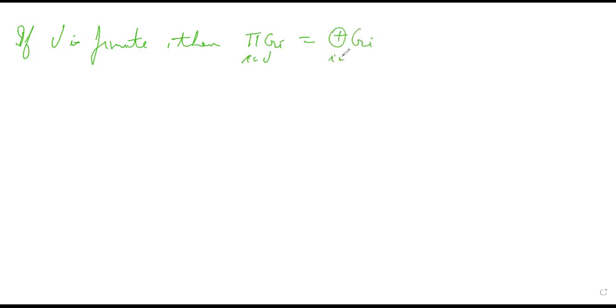Next, just a minute. If J is finite, then the direct product and the weak product, or direct sum, coincide. They will be the same. If J is finite, then this is the same as this. Direct product and direct sum will be the same.